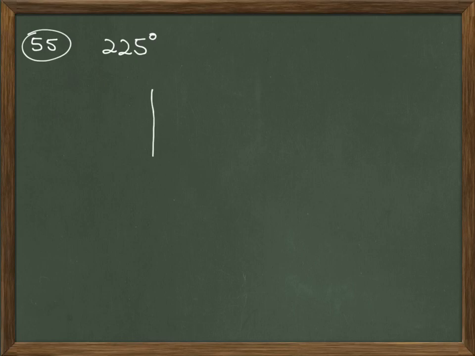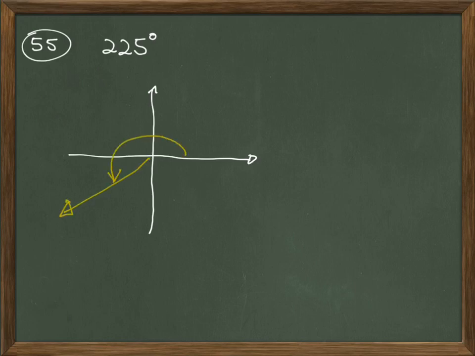Let's take a look at the reference angle and which quadrant we are in. That's always important. 225 degrees, we are in quadrant 3. So this is our angle theta. The reference angle is this little piece in quadrant 3 from the horizontal to the actual terminal side.